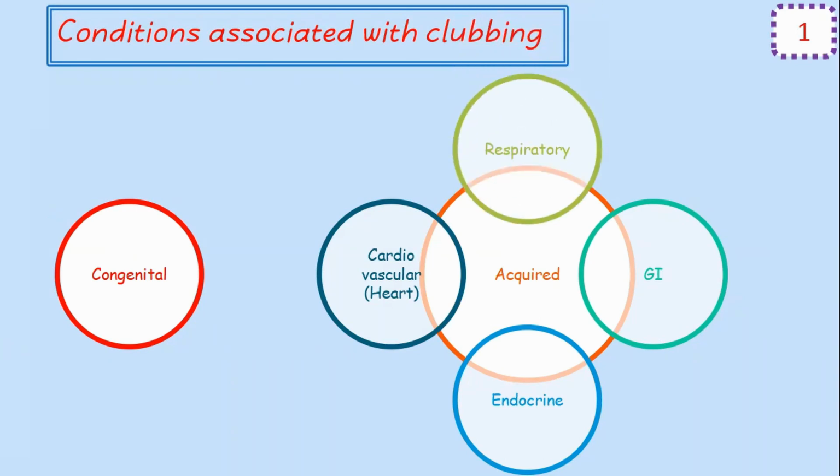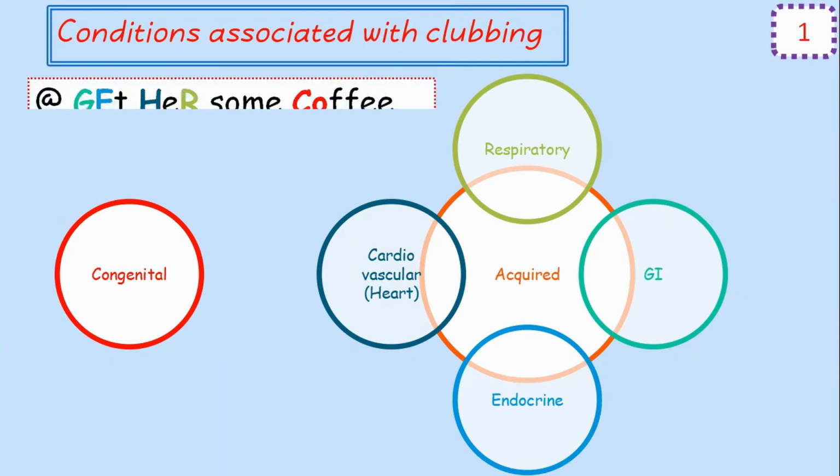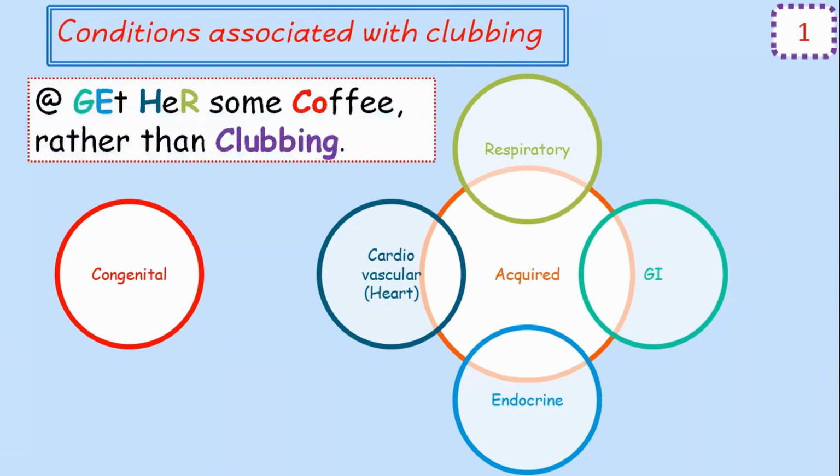ultimately respiratory causes. For the sake of ease of remembering these categories, we have included a mnemonic here, and that is "get her some coffee rather than clubbing." Here I have color coded this mnemonic for your ease. The first one, G for GI causes, E for endocrinal causes, H referring to heart or cardiovascular causes, R referring to the respiratory causes, and CO referring to the congenital causes, rather than clubbing.